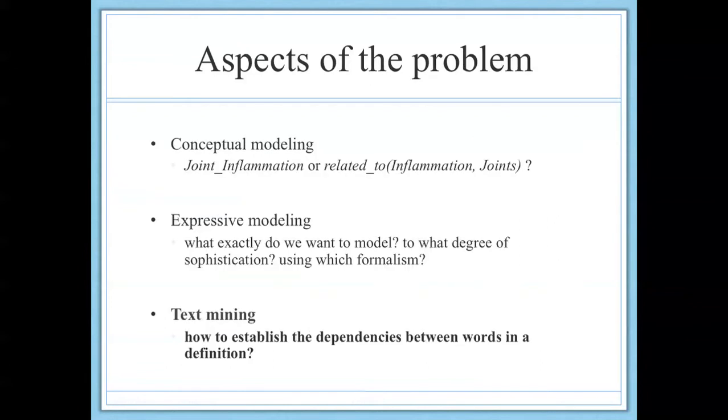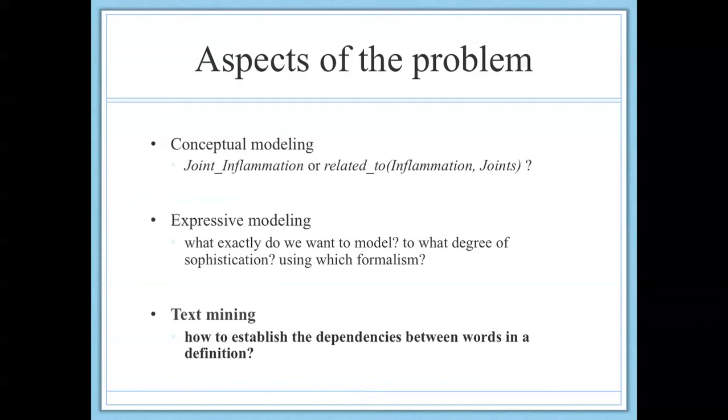Formal definition generation is a complex task that can be approached from several aspects. First of all, one needs to decide upon which modeling to be used. That is, which concepts and relations do we use? Should the concept joint inflammation be left as is, or should it be represented as the inflammation that has to do with joints? In our project, we rely on the biomedical modeling that is already established by the community. In particular, we use a set of concepts provided by the Unified Medical Language System resource, UMLS for short.